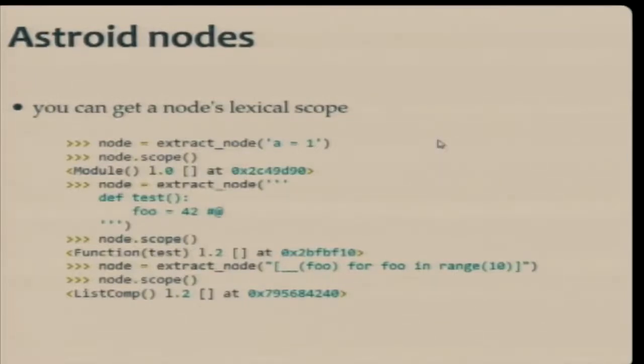For instance, in this particular case, the lexical scope of foo is the function where it is defined. And down there at the list comprehension, basically I'm doing foo for foo in range 10. And the scope of foo, at least on Python 3, is the list comprehension itself. So foo doesn't leak outside. Yeah, and Pylint can actually know this kind of stuff, and Astroid.